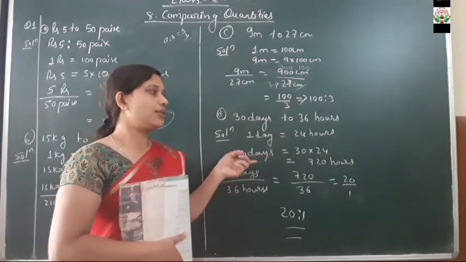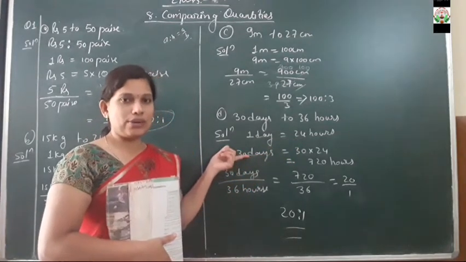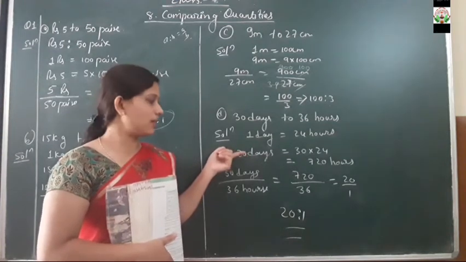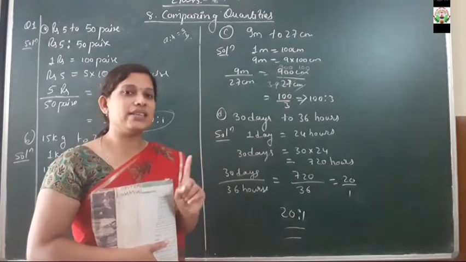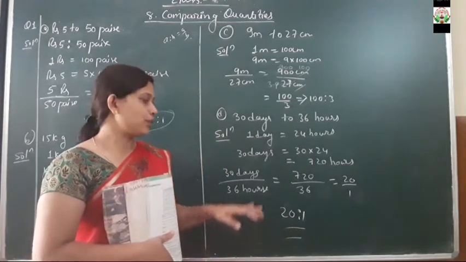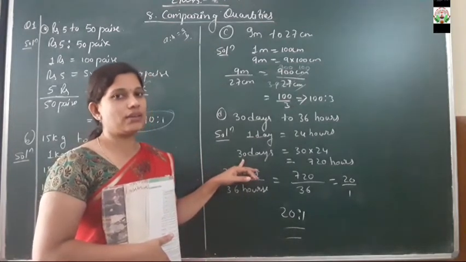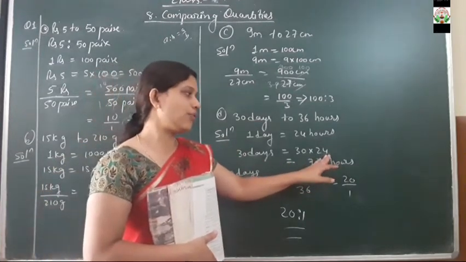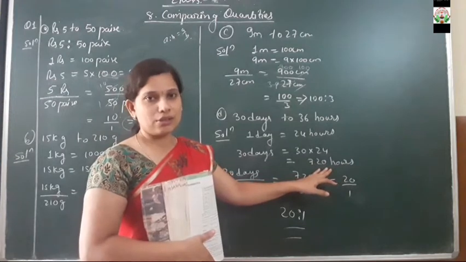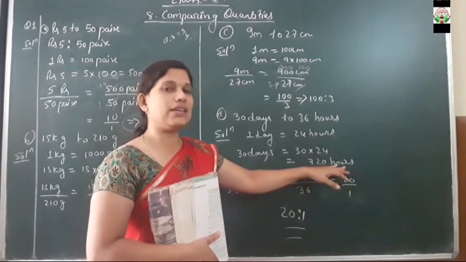So 30 days. In order to convert days into hours, what are we going to do? We are going to multiply these 30 days with 24 hours, as one day is equal to 24 hours, that's why. So total number of days is 30 and one day is equal to 24 hours. So 30 will be multiplied with 24. So in order to convert it to hours, 720 is the hour.